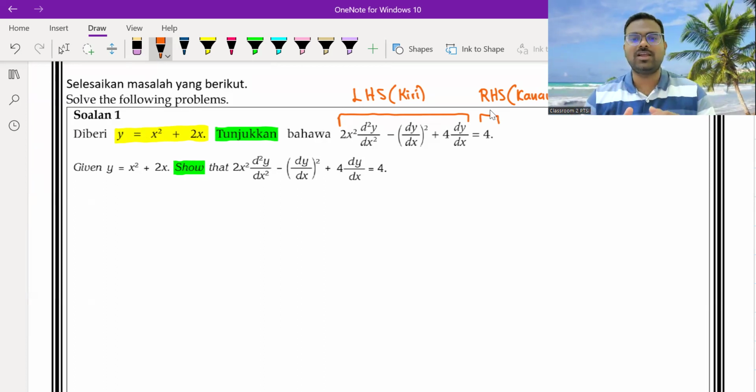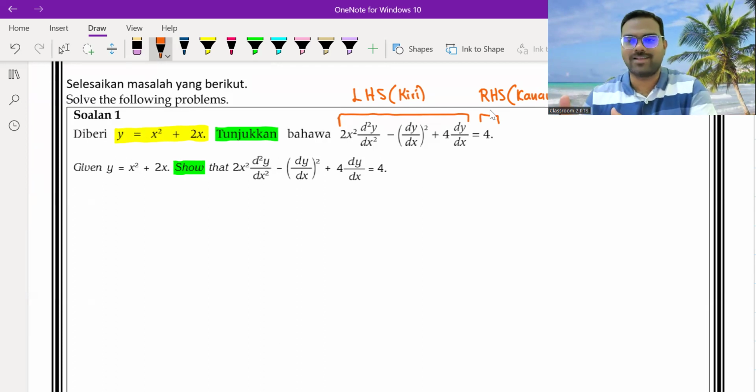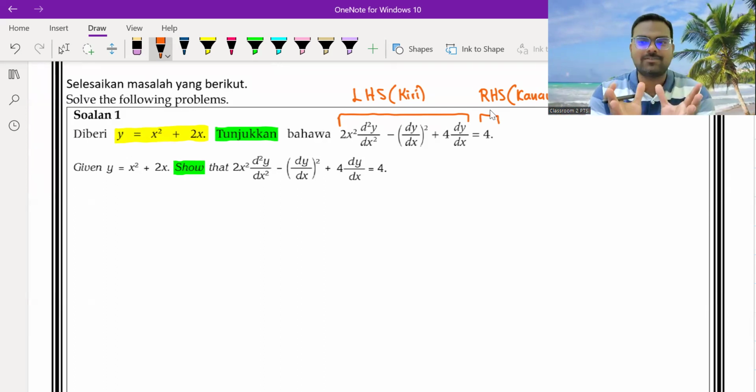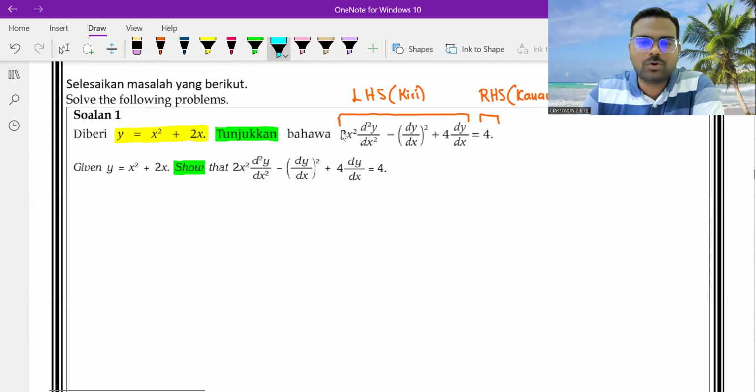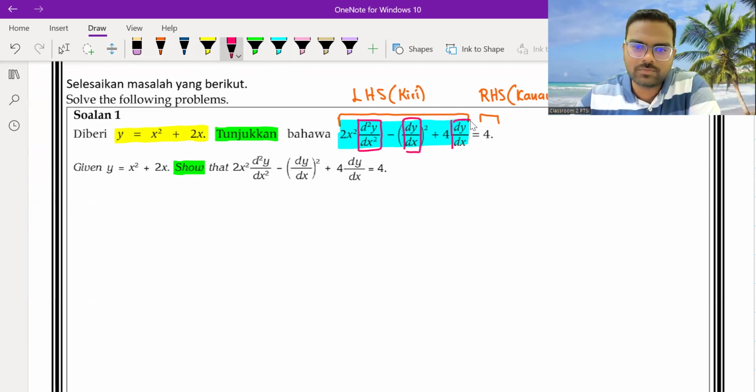So, in this question, dekat mana rasa lebih kompleks, lebih banyak benda? Which part looks more busy? Is it left or right? Answer is left. Left, you nampak ada banyak benda. Right hand side, ada apa? 4 sahaja. So, we always start from the busiest part. Right? So, over here, cikgu nak start dengan sebelah kiri. On the left, saya perlukan apa? Saya perlukan second derivative and also first derivative. Kalau ada, cikgu boleh gantikan.